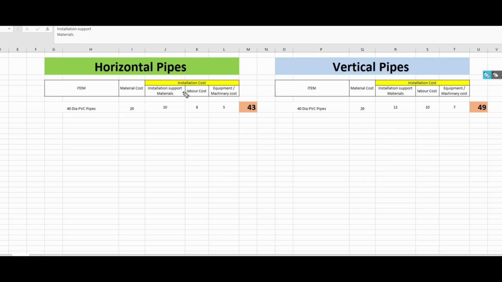Right. The other thing is labor cost. For the horizontal pipe installation we assume 8 Riyal. For the vertical pipe we assume 10 Riyal. So it is totally different. And equipment and machinery cost: we use various equipment and machinery to fix the pipes in the horizontal, so we assume 5 Riyal per linear meter. For the vertical pipes we assume 7 Riyal per linear meter. So the rate of the 40 diameter PVC pipe per meter is 43 Riyal for the horizontal pipe. For the vertical pipe we can say 49 Riyal. So that's why its rate is totally different.